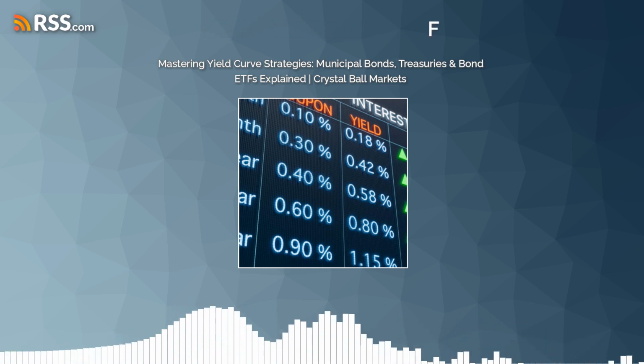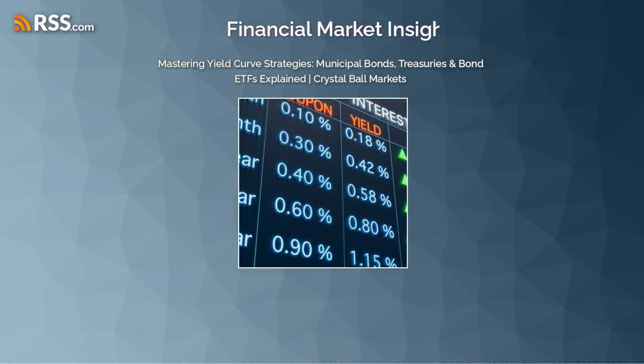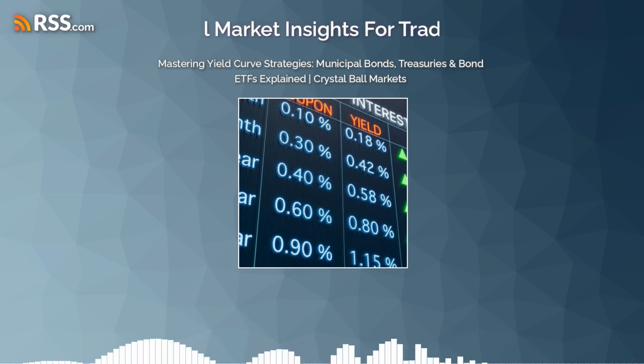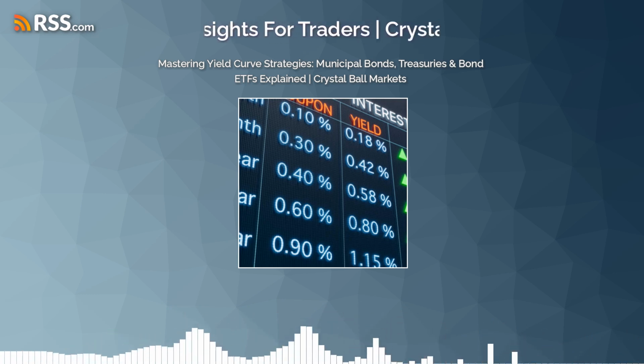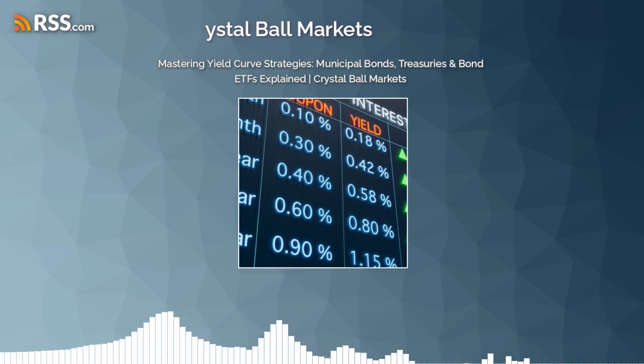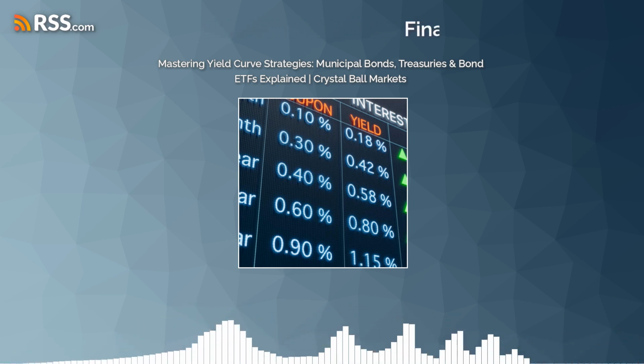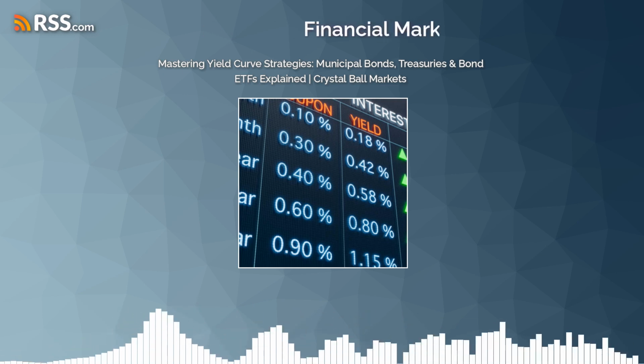Municipal bonds, or munis. Munis are issued by state and local governments to fund projects like schools, highways, or hospitals. The big selling point? The tax benefits. Interest is usually exempt from federal taxes, and if you live in the issuing state, it may also be exempt from state and local taxes.